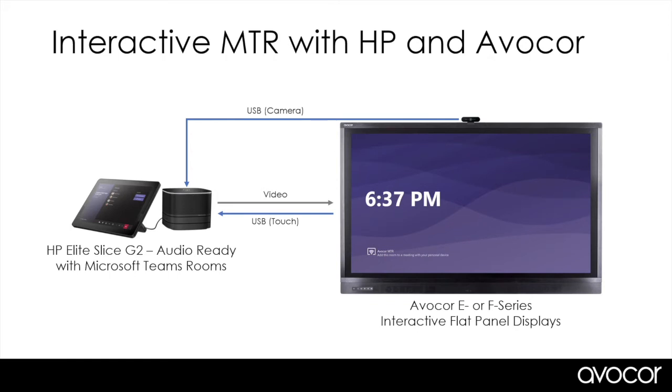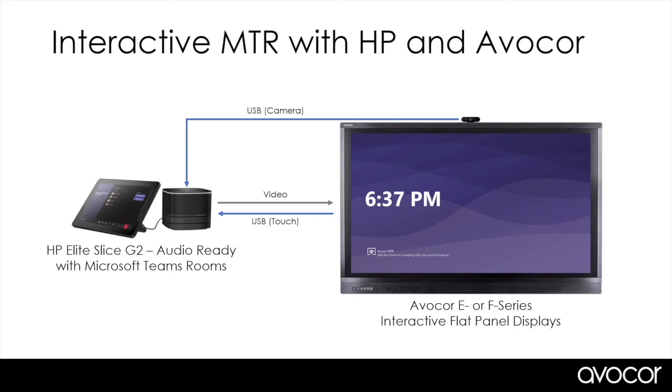To turn this room, that same room, into an interactive MTR space, you really just need to rethink the display and add an additional cable from the display to the compute module in the Elite Slice G2. In this case, that display should become an Avocor E or F series interactive flat panel display.